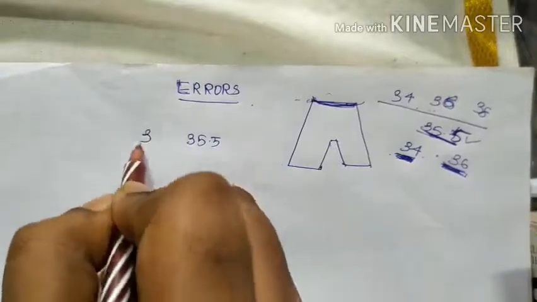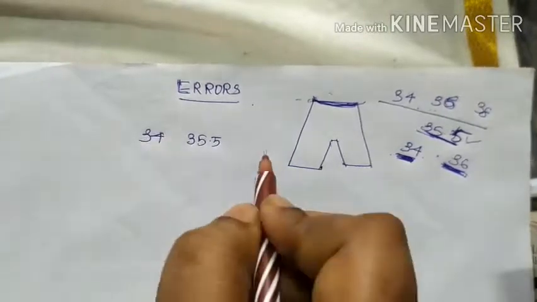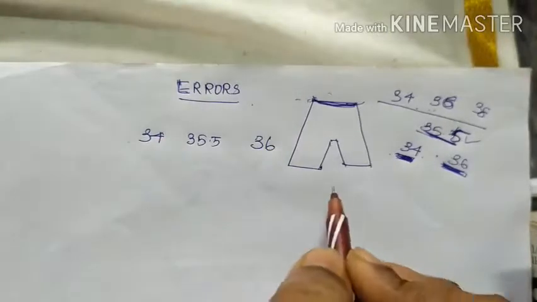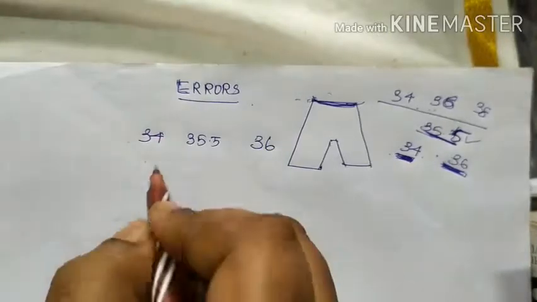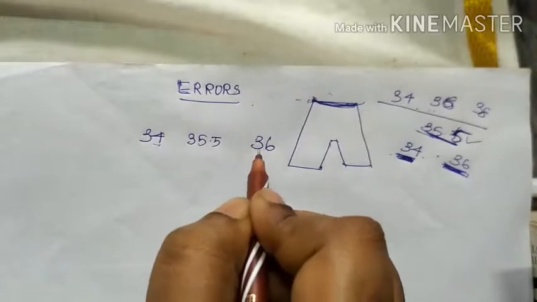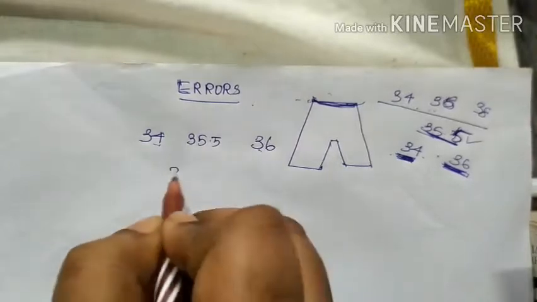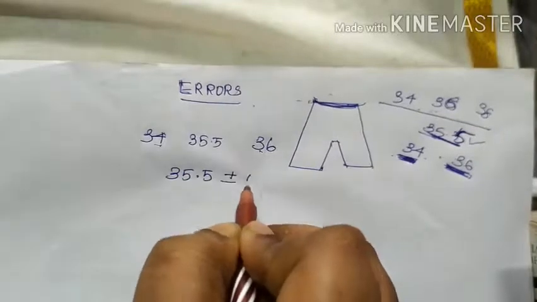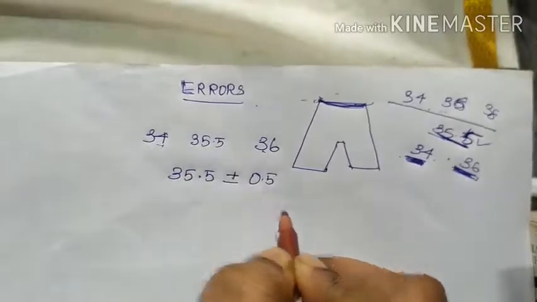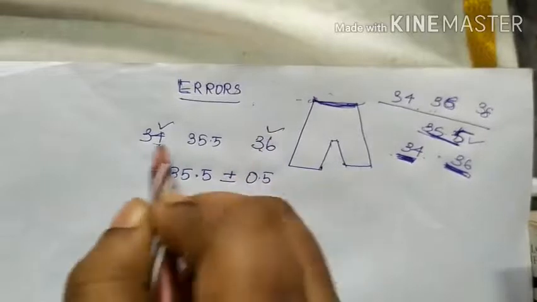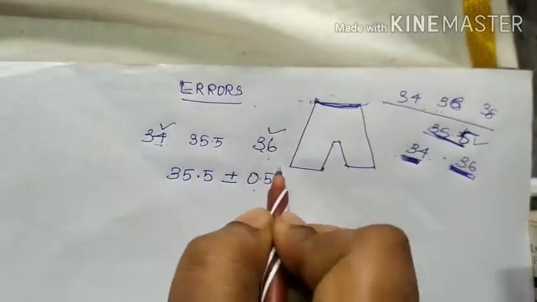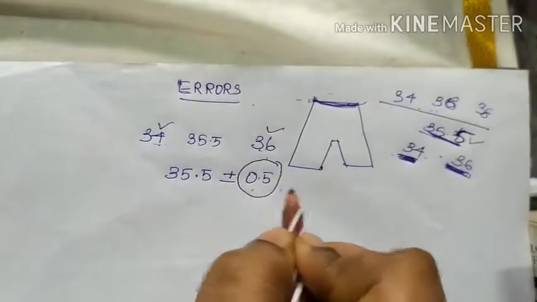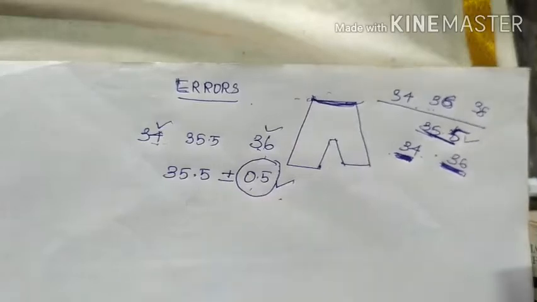But I can use pants which are of 34 inch, or I can use pants of 36 inch. So it is 0.5 less, 0.5 greater. So my pant size is either 35.5 plus 0.5, or it is minus 0.5, right? These both pants I can use, and this variation of 0.5, this is known as error. I hope you understood. Clear? This is called as error.